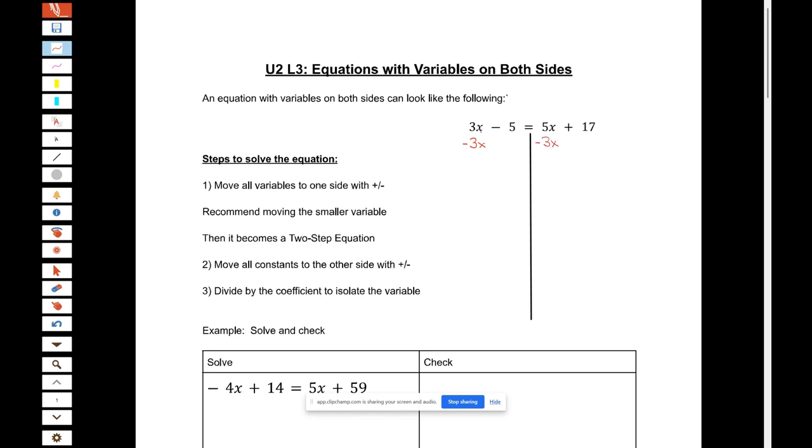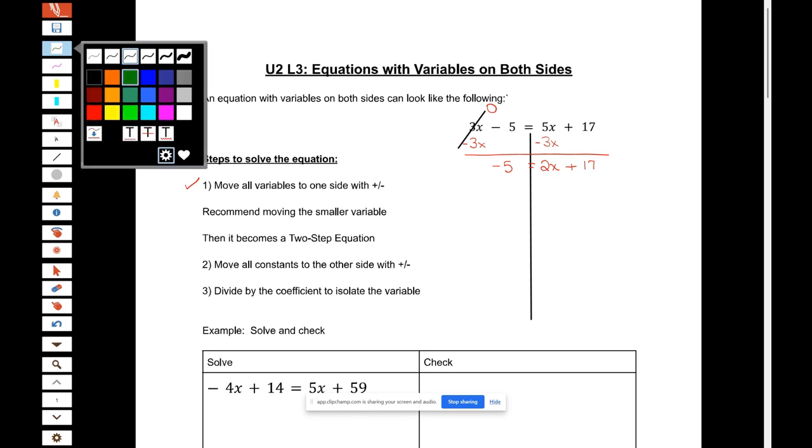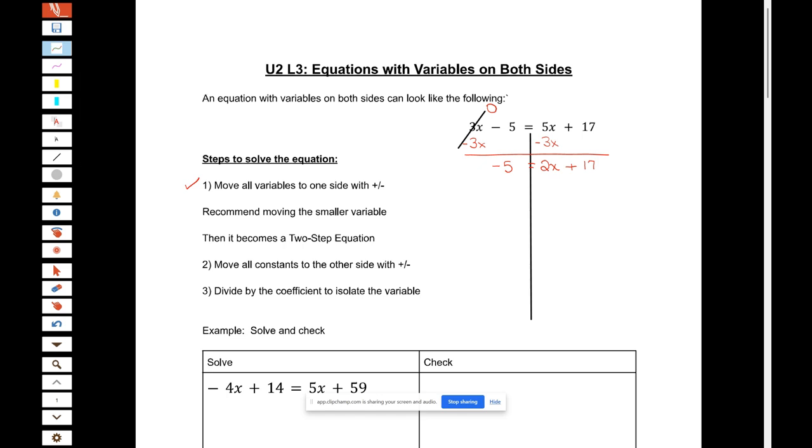So to move the 3x over to the other side, I need to subtract it away so that it cancels out to be 0 on this side. And then over here, I have 2x left over. Then you bring down what's remaining. So that's that step. The second step is to realize that it's now a two-step equation, and I'm going to move the constant terms to the other side of the equation.